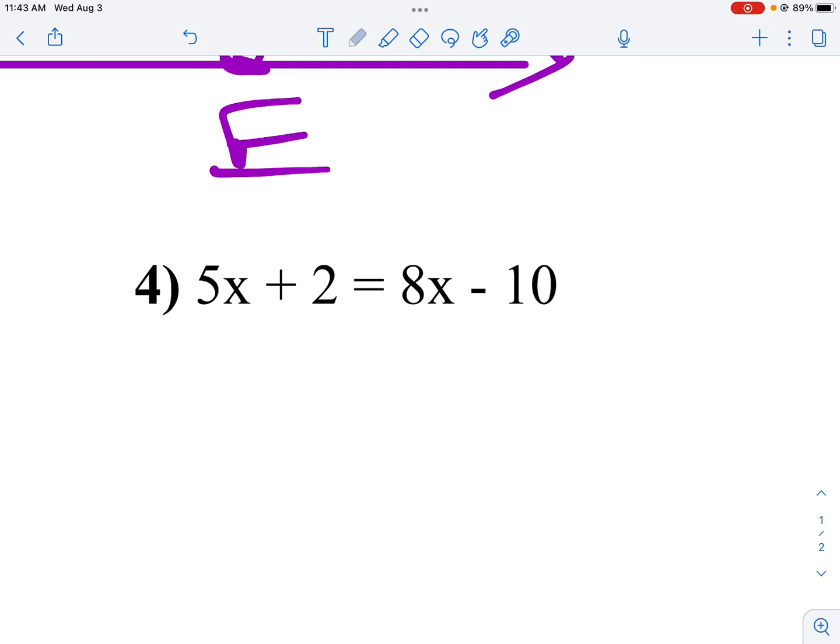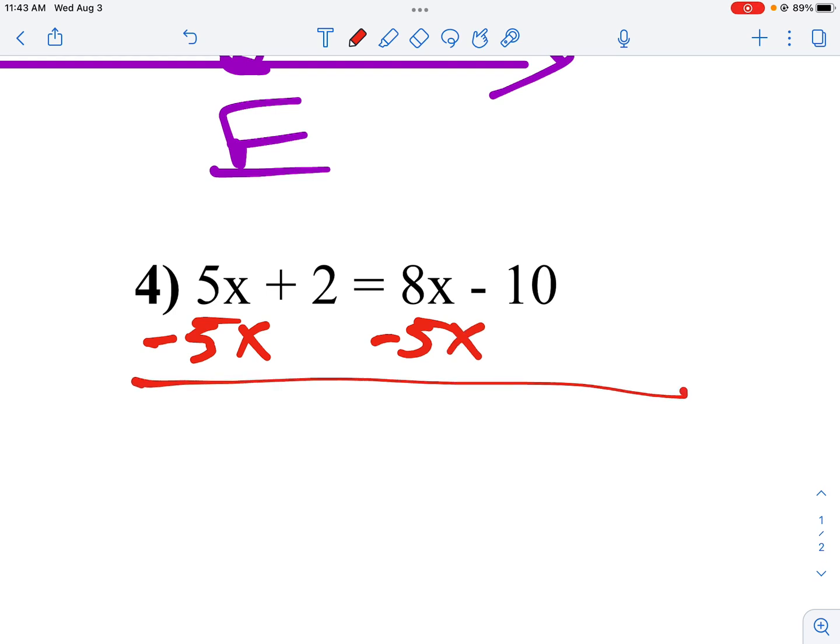So what I'm going to do is subtract 5x from both sides. Notice how we keep them nice in columns. And then 5x minus 5x, well, that's 0. So, whoops, that's not what I wanted to do. There we go. That's 0. I bring down the 2. 8x minus 5x is 3x.